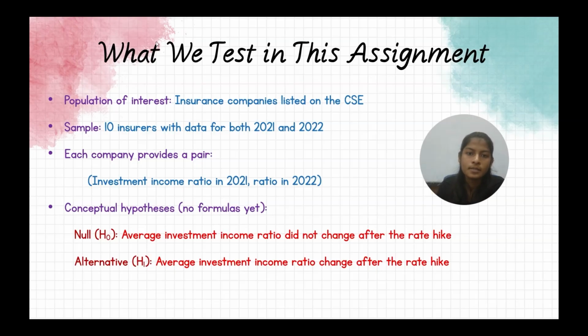The null hypothesis states that there is no change in the average investment income ratio after the interest rate hike. The alternative hypothesis states that the average investment income ratio changed after the interest rate hike.